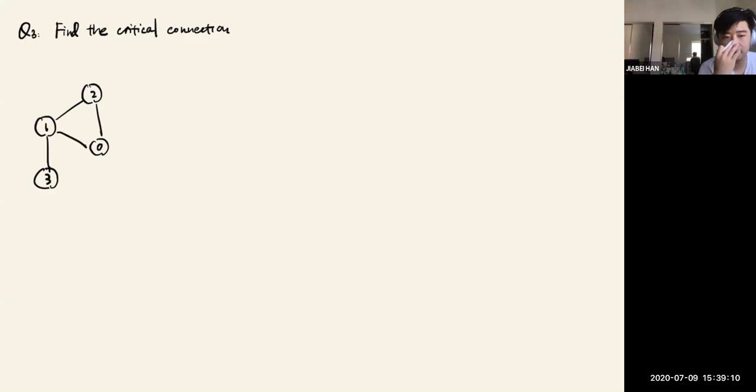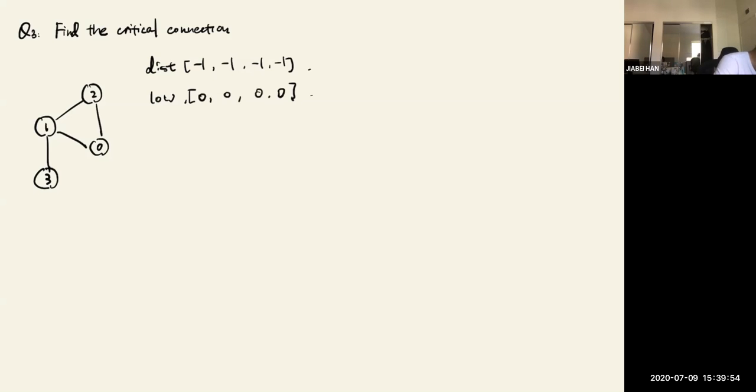So similar to the pre and post, we will have two arrays here. The first one we call the distance array, and the second we call the lowest array. The distance array is basically the time that the depth first search algorithm reaches the node. We will initialize them as -1, which basically means we haven't visited any of the nodes in this graph. And the second array, low, we'll initialize as 0, which basically means the lowest level that this node can reach in this depth first search tree.